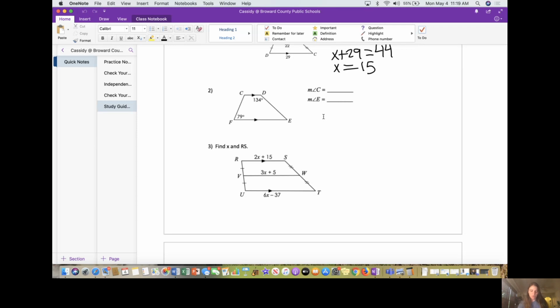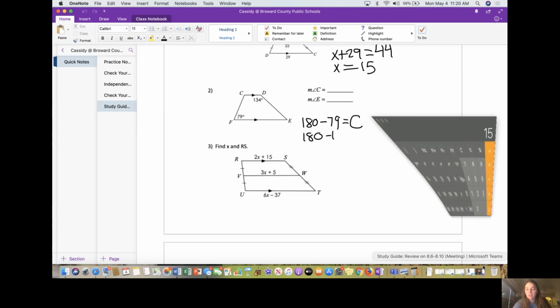All right, so let's just first solve for E, or C. Let's solve for C first. Okay, so our equation is just going to look like this. 180 minus 79 equals C. And then to find E, it's just going to be 180 minus 134 equals E.